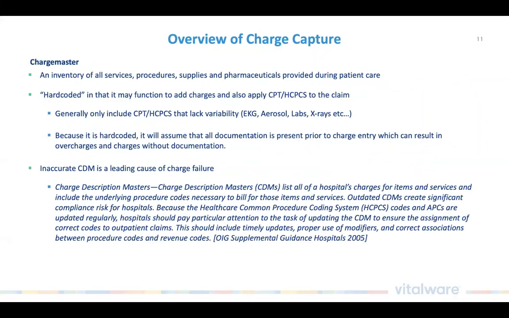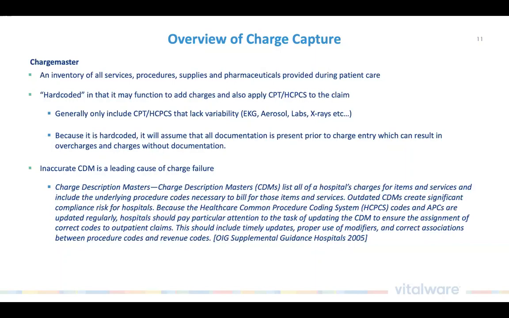So a charge master, again, the OIG is going to speak up. They say the list of possible charges for items and services include the underlying procedure codes necessary for billing. Outdated CDMs create a significant compliance risk. So look at the date of this. This is 2005. So this is basically 15 years ago where this came out, and still I see CDMs that are not updated and proper use of modifiers and things like that. So this is where charge capture has to step in.